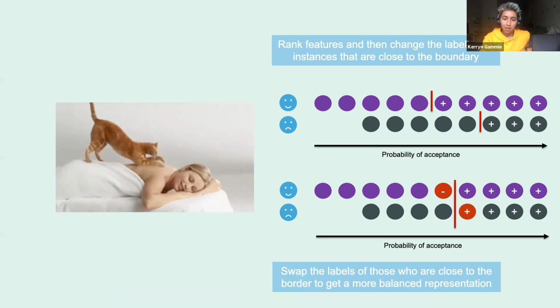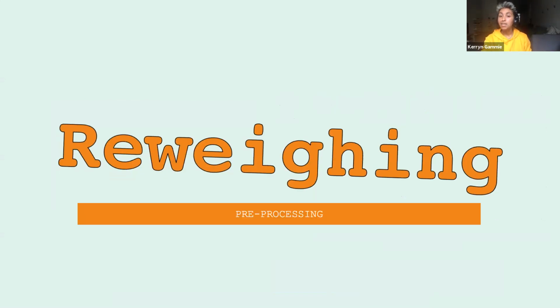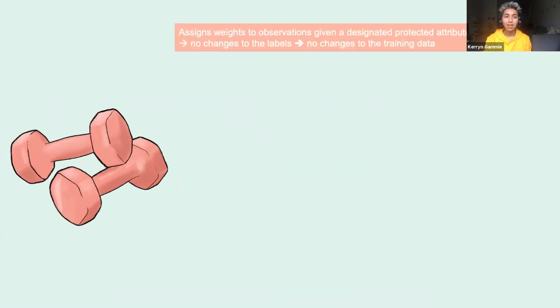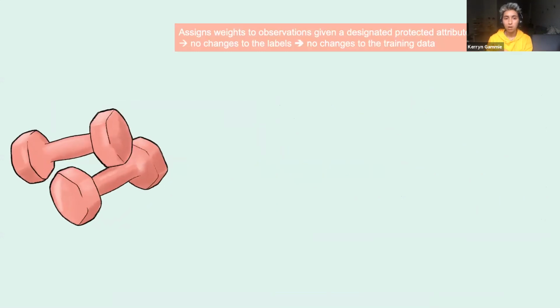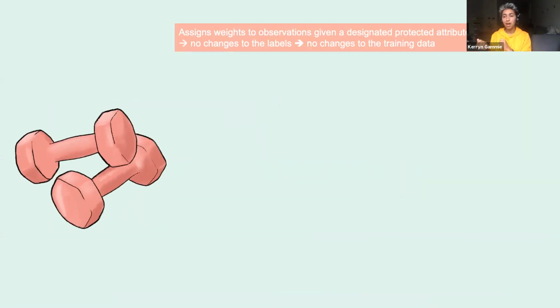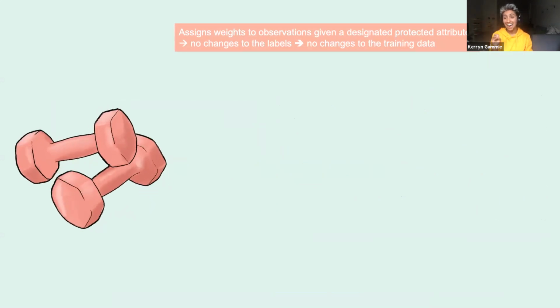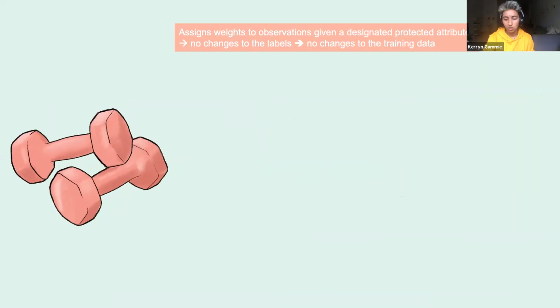Okay. Then we get into this idea of reweighing, which is also a pre-processing technique. So again, it deals with the training data. The idea behind this is it assigns weights to the observations given some protected attribute. So why this has marked improvements relative to the technique I showed before is that it doesn't actually fundamentally change the training data. It just creates a new field with the weights in question.